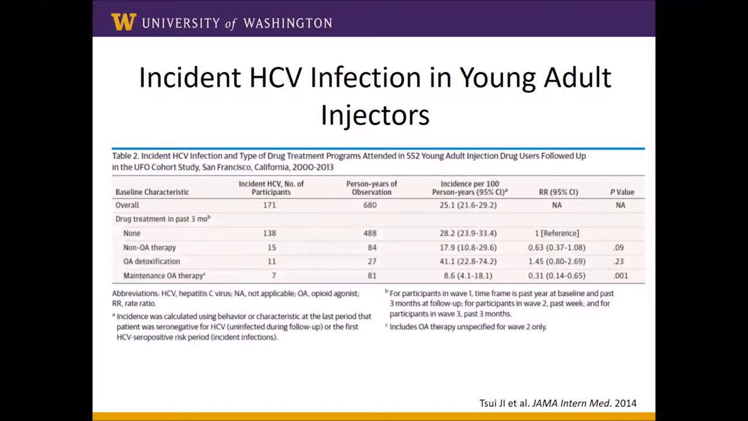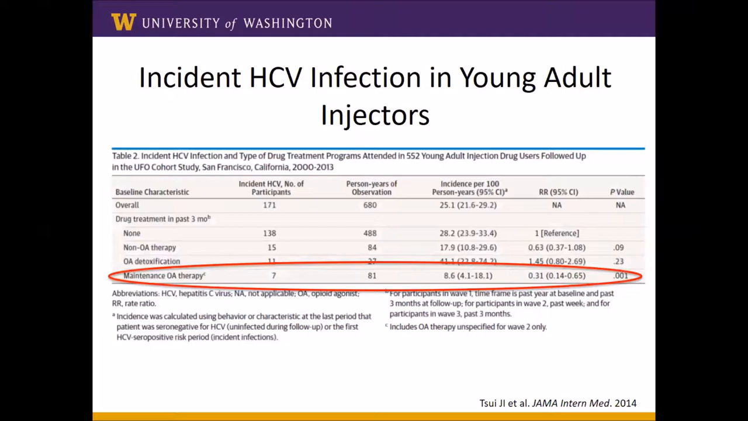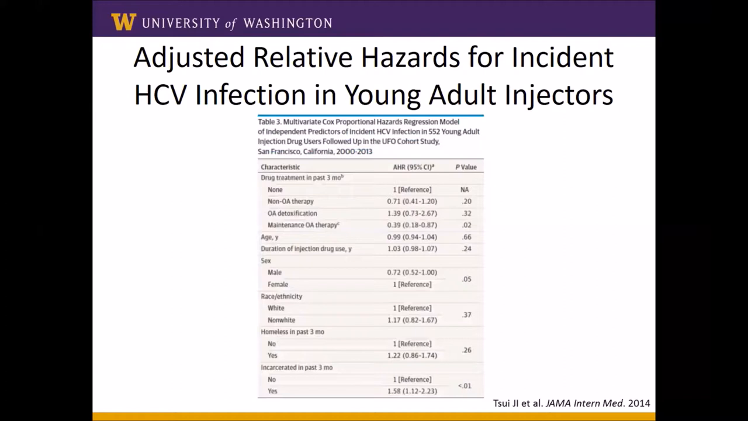There were 171 new cases of hepatitis C that occurred over 680 person years of observation. We compared the incidence of new hepatitis C infections among persons in four groups: those who reported no drug treatment in the past 4 months, those who reported non-OAT drug treatment, so that could be counseling or 12-step groups, those who reported detoxification, and those who reported treatment with opioid agonist therapy, either methadone or buprenorphine. And as you can see, the incidence was markedly lower among the opioid agonist therapy group compared to the others. Adjusted Cox proportional hazards models demonstrated that maintenance OAT was independently and significantly associated with lower relative hazards for becoming infected with hepatitis C over time. So about a 60% reduction in incidence.